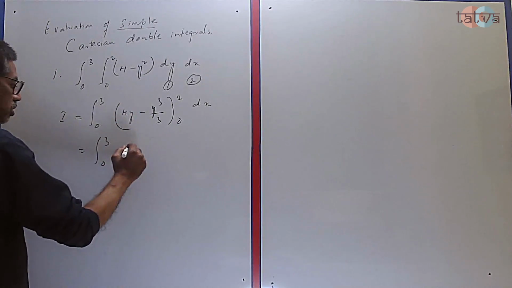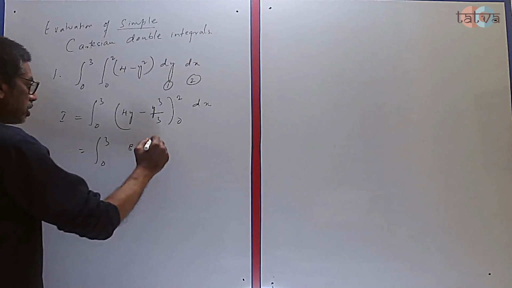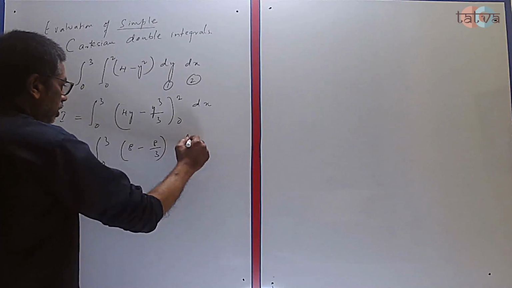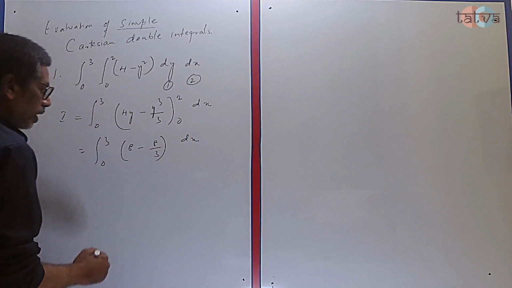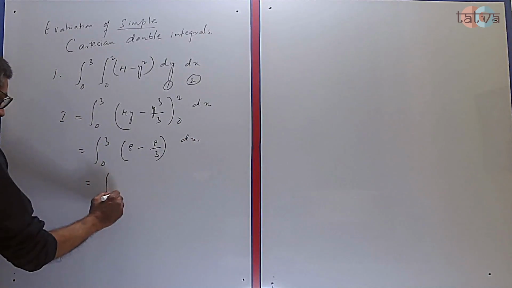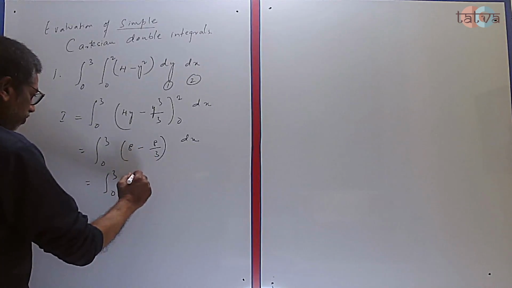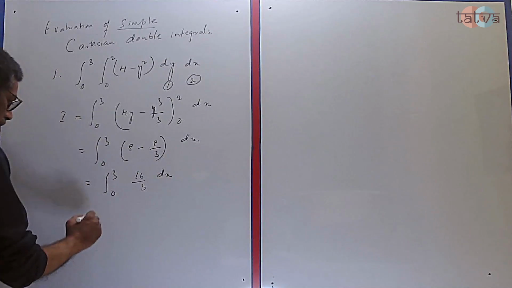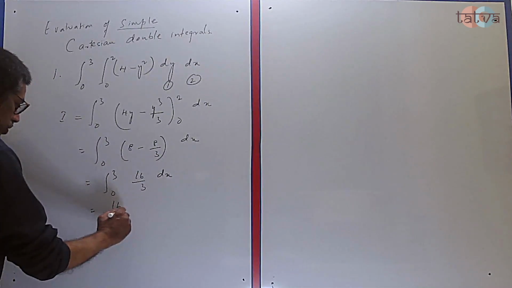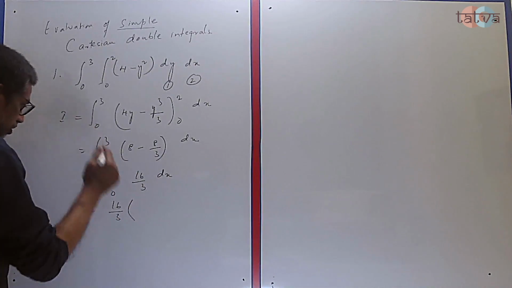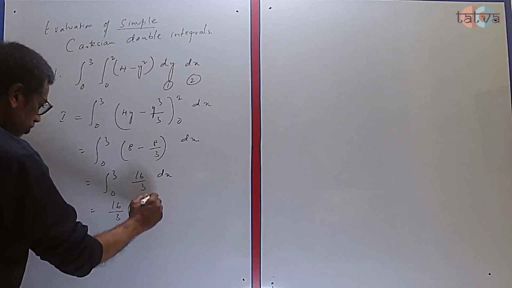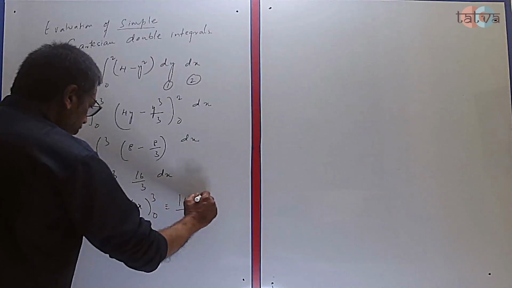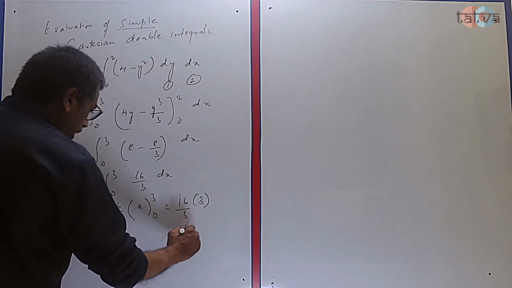So you get 4 times 2, 8, minus 2 cubed, which is 8 by 3, dx, with the lower limit not contributing anything. So you have 0 to 3. Simplify this, you will get 16 by 3 dx. 16 by 3 is a constant. The integration of dx is x from 0 to 3. So this will give us 16 by 3 times 3, and the output is 16.